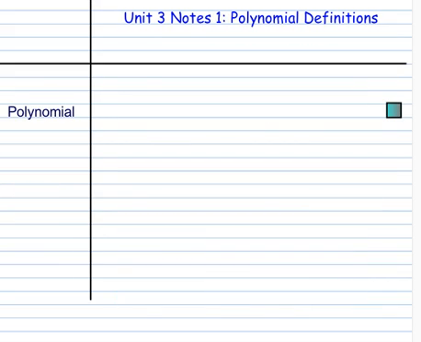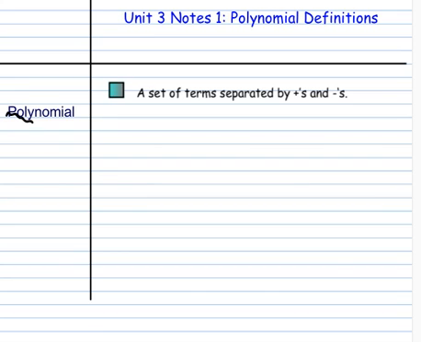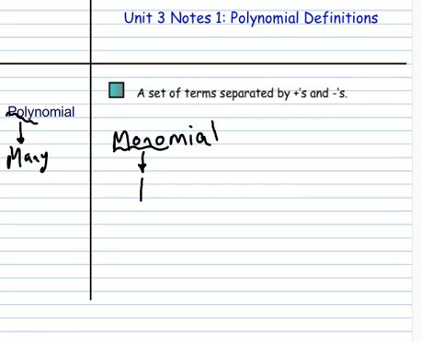Polynomial. Alright, and we probably could have started off with this. A set of terms separated by pluses and minuses, or addition and subtraction, whatever you're comfortable with. Let's look at this. This poly word means many. Okay, many. So that's just a bunch of terms put together. That's all it's talking about. More specifically, monomial. Oh, wow. Mono means one. I know that word. Okay.